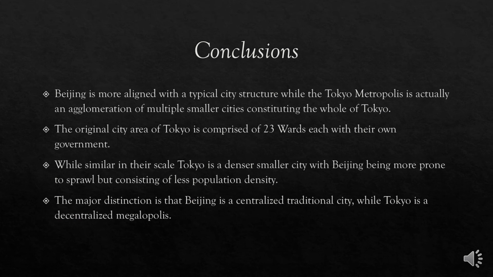Conclusion: Beijing is more aligned with typical city structure, while the Tokyo metropolis is actually an agglomeration of multiple smaller cities constituting the whole of Tokyo. The original city area of Tokyo is comprised of 23 wards, each with their own government. While similar in their scale, Tokyo is a denser, smaller city, with Beijing being more prone to sprawl but consisting of less population density. The major distinction is that Beijing is a centralized, traditional city, while Tokyo is a decentralized megalopolis.